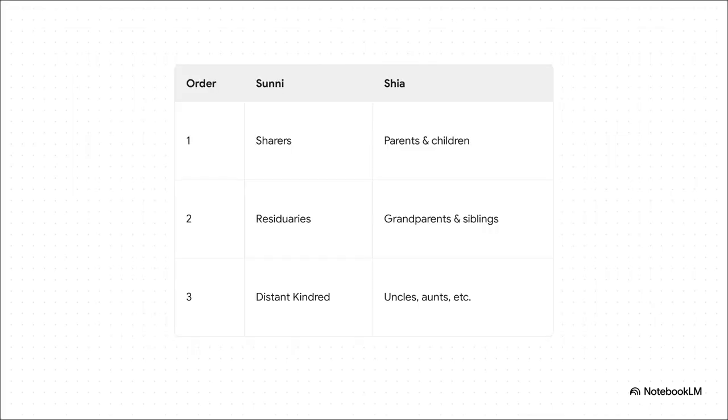Point 6. Classes of heirs. Pay attention to this order. Column 1, Sunni. Order 1 goes to shares, Order 2 to residuaries, and Order 3 to distant kindred. Column 2, Shia. Order 1 is Class I, meaning parents and children. Order 2 is Class 2, grandparents and siblings, and Order 3 is Class 3, uncles, aunts, etc.